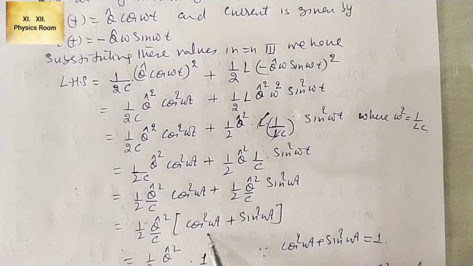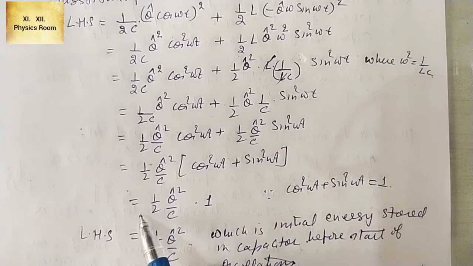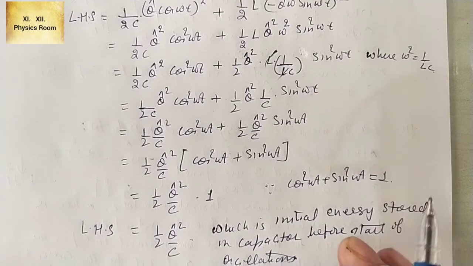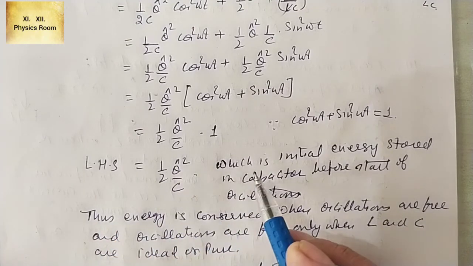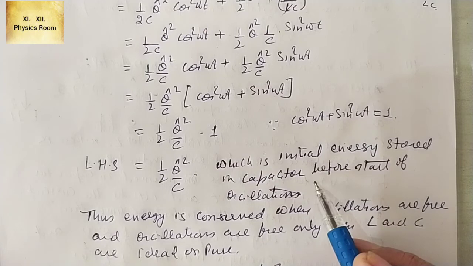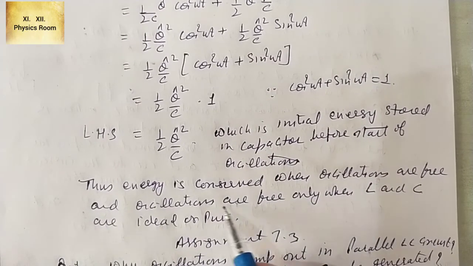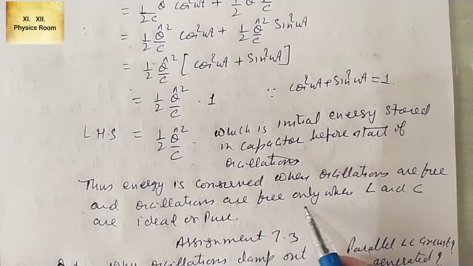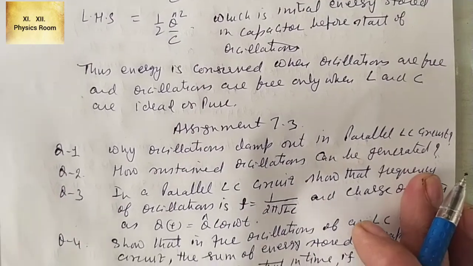Inside we get cos square omega t plus sin square omega t, and this is equal to 1. It is equal to half Q max square by C, because cos square omega t plus sin square omega t is equal to 1. Therefore left hand side is equal to half Q max square by C, which is the initial energy stored in capacitor before start of oscillations. So thus energy is conserved when oscillations are free, and oscillations are free only when L and C are ideal or pure.